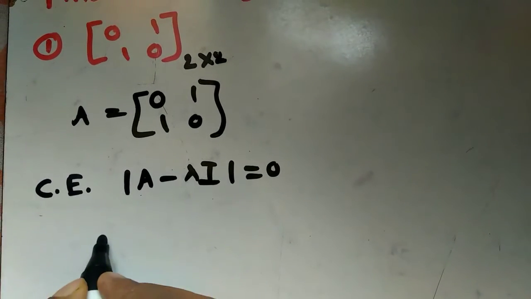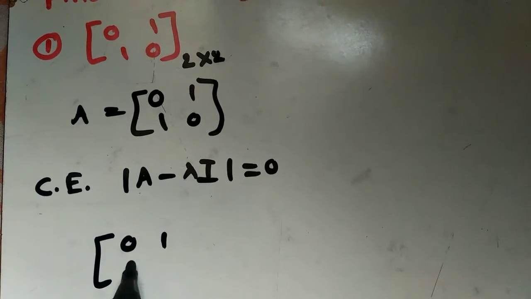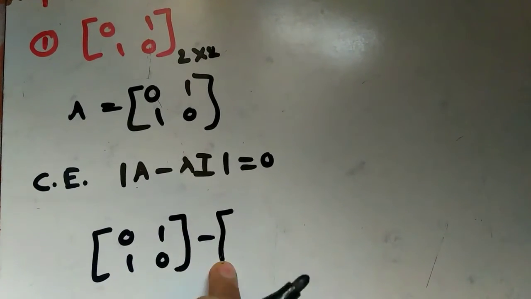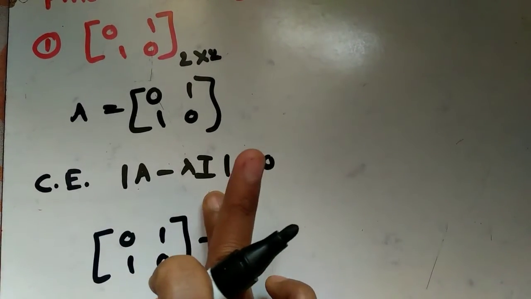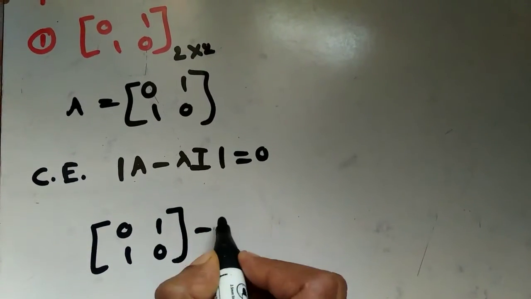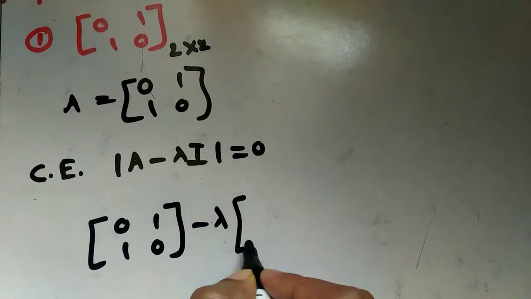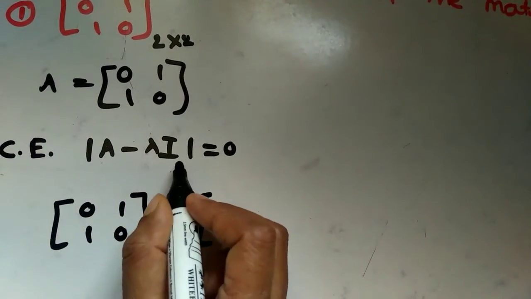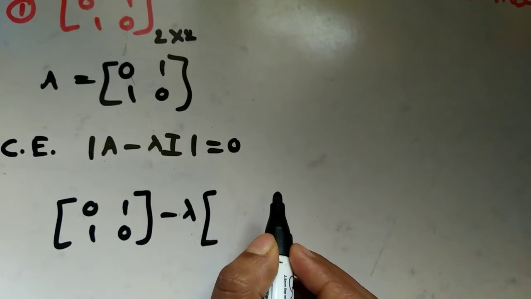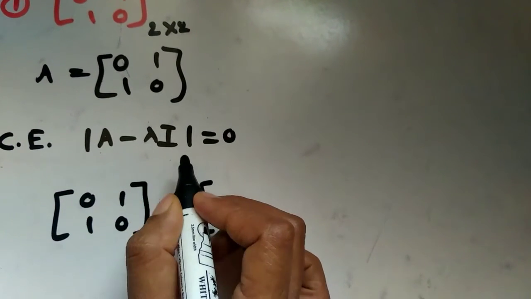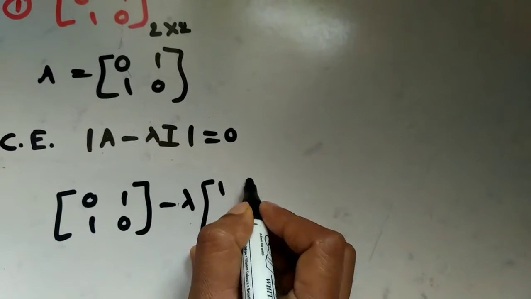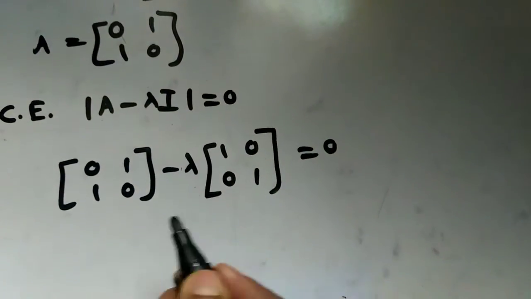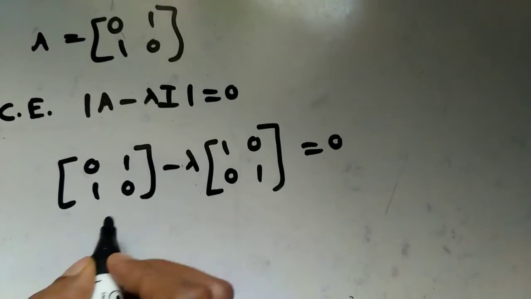Okay, what is my matrix? Which is nothing but 0 1 1 0, minus lambda. So first for this example I will explain in detail. Keep lambda as it is. And what is I? Identity matrix. So here the given matrix is 2 cross 2. That's why you have to take the 2 cross 2 identity matrix 1 0 and 0 1, which is equal to 0. Okay, so just simplify this one.